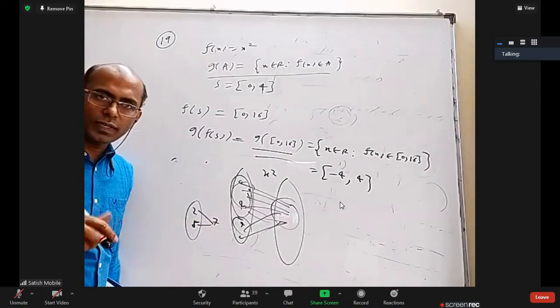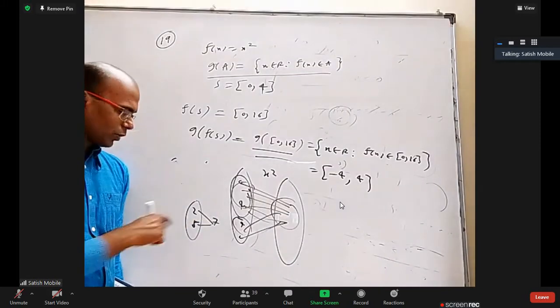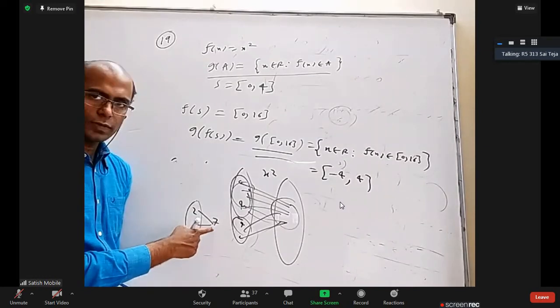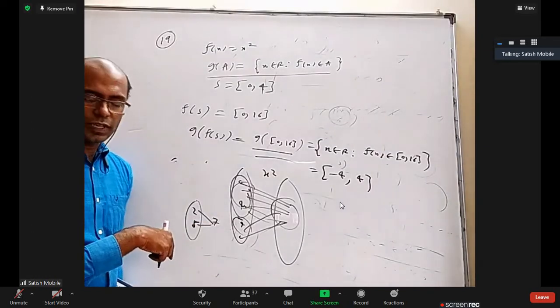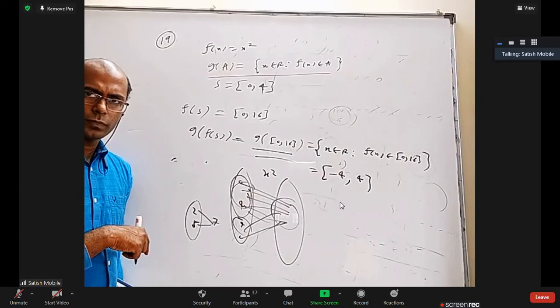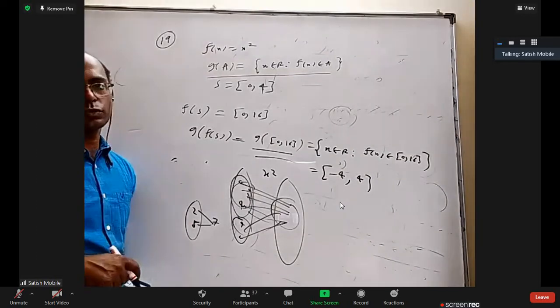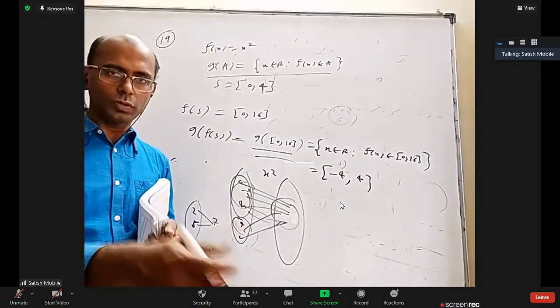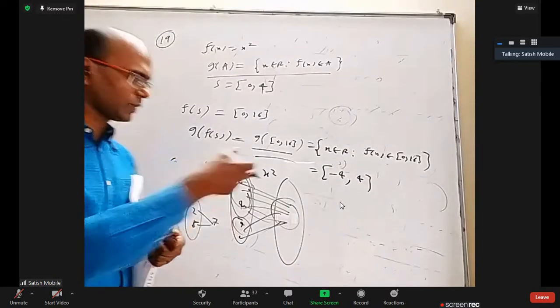Okay. What is the pre-image of image of 2? What is image of 2? 7. But what is the pre-image of 7? 5 or 2. So if I tell you to find pre-image of image of so and so, it's not that the original number will come, some other numbers will come. That is exactly this.